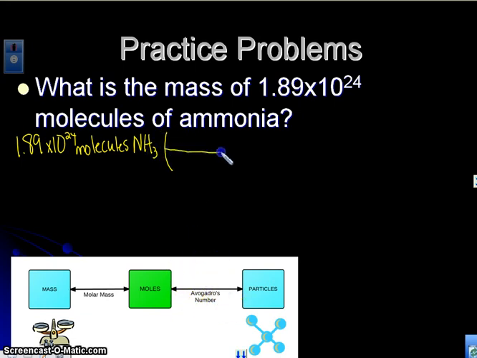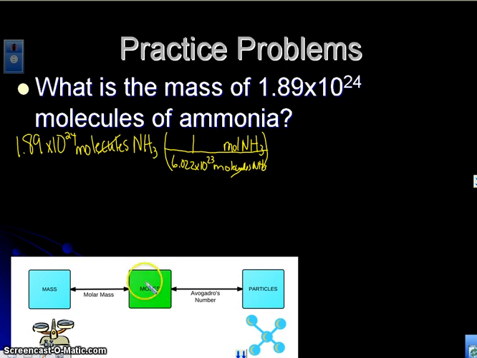We first want to go from particles to moles, so we're going to use Avogadro's number as our conversion factor. Remember to think about your units. You want molecules of ammonia on the bottom, and then we want to go to moles. So we're going from particles to moles. We want moles of ammonia on top. Look on your reference table. Avogadro's number says that 1 mole of ammonia is equal to 6.022 times 10 to the 23rd molecules of NH3. So now molecules will cancel, and we'll have moles of NH3.